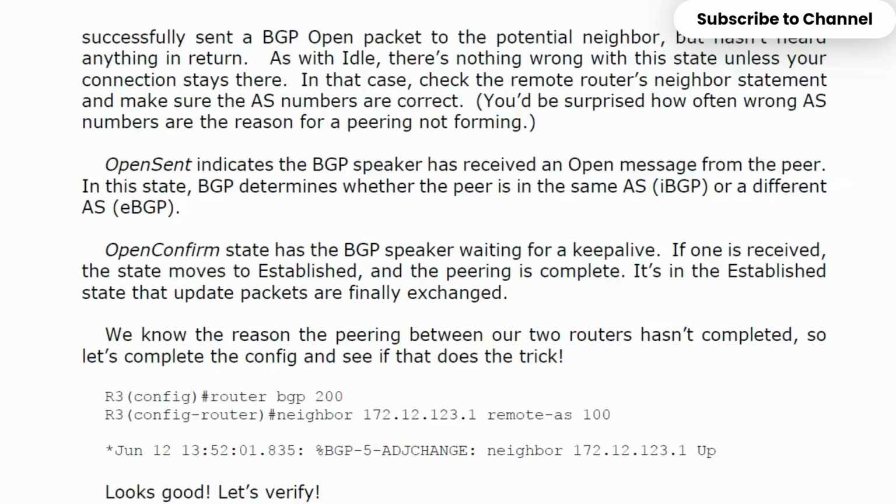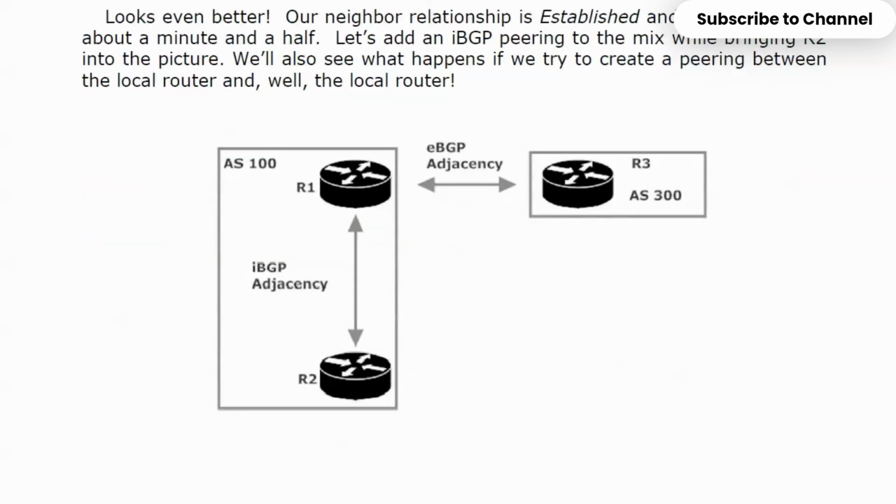After building our first adjacency, everything looks good there. And this is where we're headed next. We're going to bring router 2 into the mix, but we're going to put router 2 in the same AS as router 1 and then build from there.